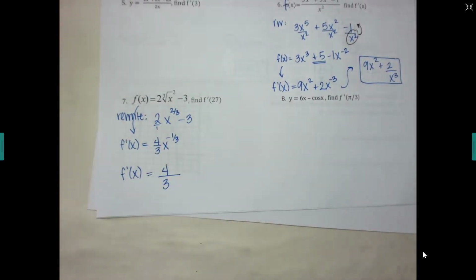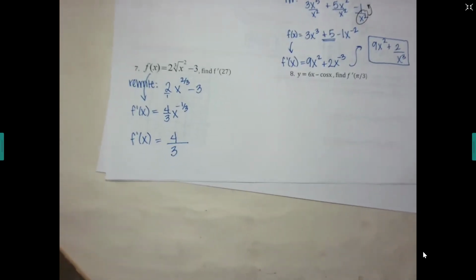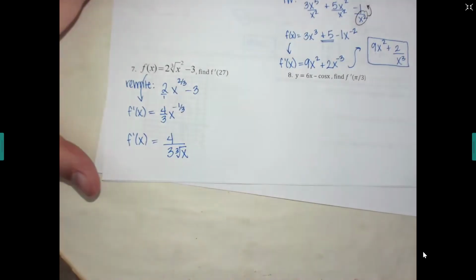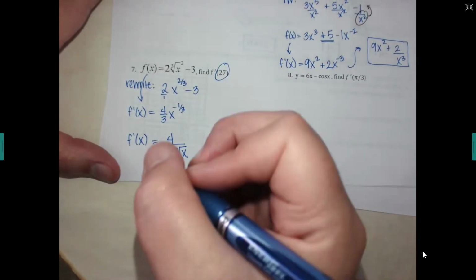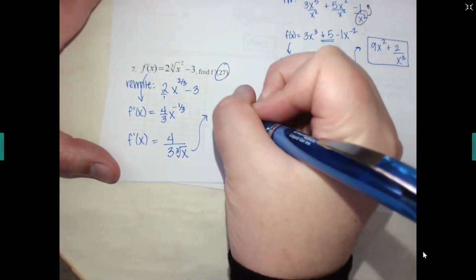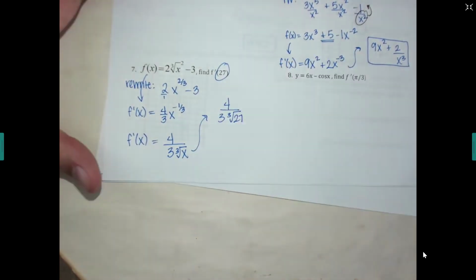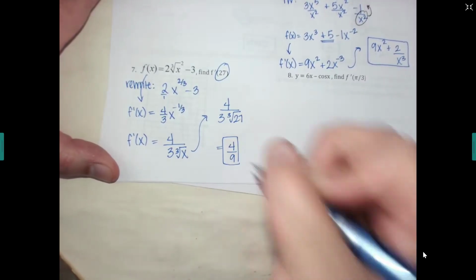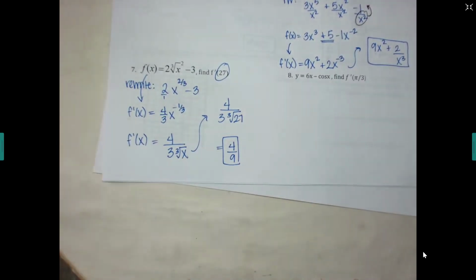Okay, from here, I have a 4 over 3. X to the 3rd is a cubic root. Where does it go? Top or bottom? Bottom. Okay, that's my derivative at any x. Then I do have to plug in what number here? 27. What is the cubic root of 27? It is 3. So cubic root of 27 is 3. Times it with the other 3 on the bottom. Answer is 4/9. Okay.